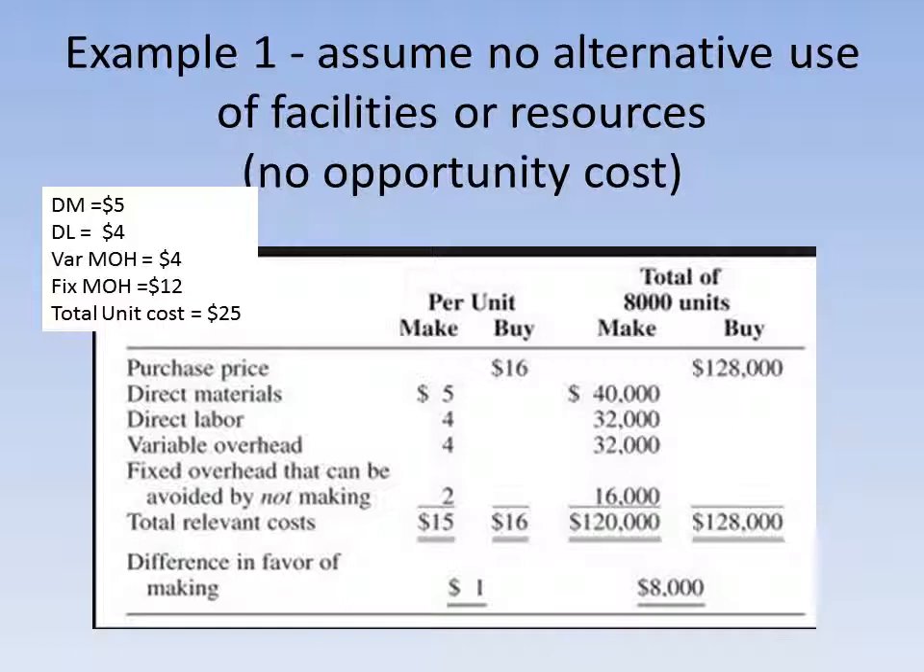Though the above analysis indicates a $1 unit difference in favor of continuing to make the product in-house versus outsourcing it and accepting the supplier's offer, the volume may play a more significant role in the decision process, as you can see in this illustration where we've extrapolated the quantities to 8,000 units, and come up with a savings of $8,000 in favor of continuing to make the product in-house.